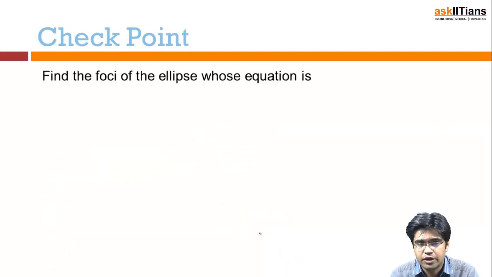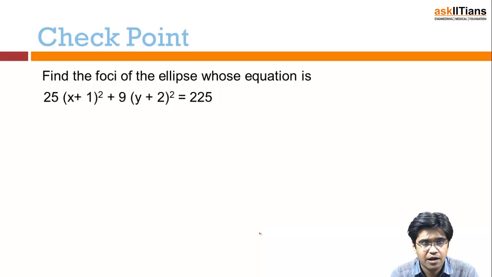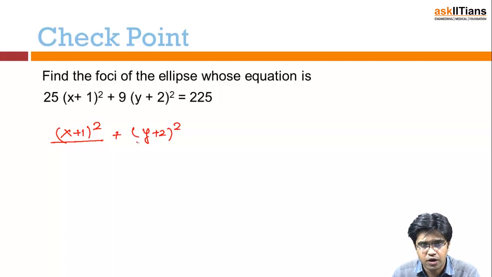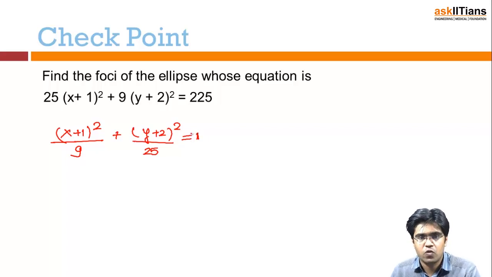Let's move to one more question and check our concept. We need to find the focus of the ellipse whose equation is given by this. Now here we know the equation and we need to find the focus. But I can clearly see that this equation is not in the regular, general form. So let me first find the equation in general form. Its equation will be represented by (x plus 1) whole square, dividing by 225, so over 225, and then (y plus 2) square over 225 divided by 9 is 25, and 225 divided by 25 is 9, equals 1.